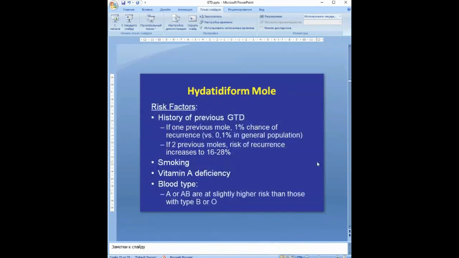Risk factors: history of previous GTD. If one previous mole, there is a 1% chance of recurrence versus 0.1% in the general population. If two previous moles, the risk of recurrence increases to 16 to 28%. Smoking, vitamin A deficiency, and blood type A or AB are at slightly higher risk than those with type B or O.